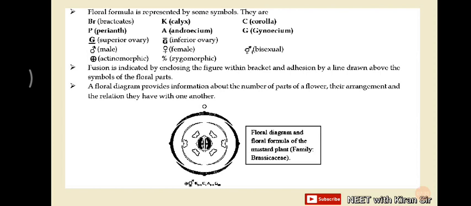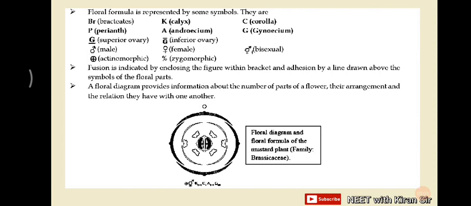Look at the next one. When I say A, that is androecium. When I write G, gynoecium. Their respective numbers are written at the base. For example, K5 means the calyx has 5 sepals. If I write a bracket, the sepals are fused. A5 indicates the androecium has 5 stamens. G3 means the gynoecium has 3 carpels. If I write G3 in a bracket, that means syncarpous. Without any bracket, apocarpous.